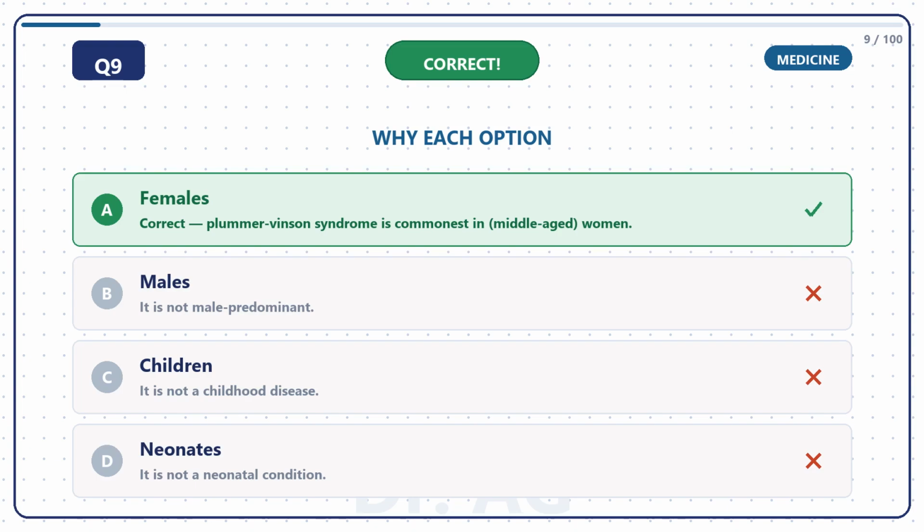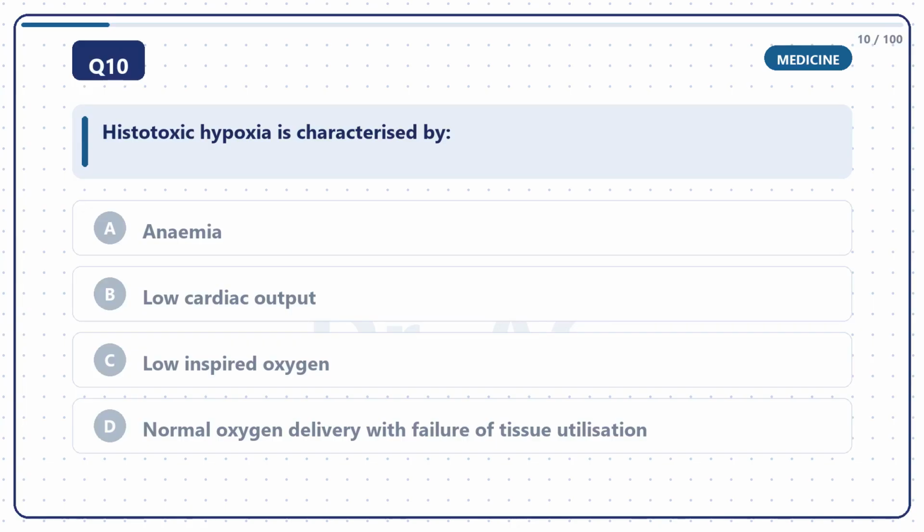Correct. Plummer-Vinson syndrome is commonest in middle-aged women. So, the right answer is option A. Females. Question 10. Histotoxic hypoxia is characterized by option A, anemia.